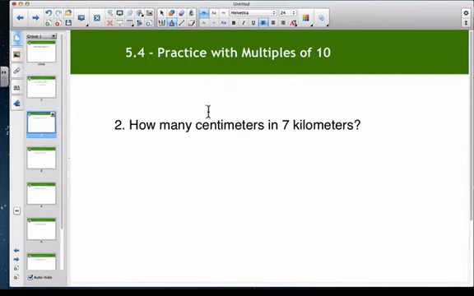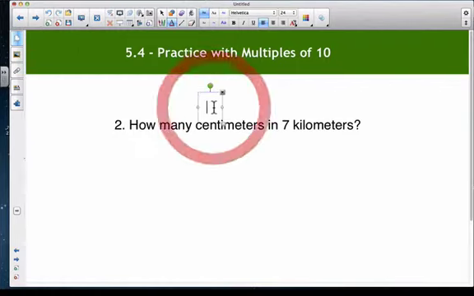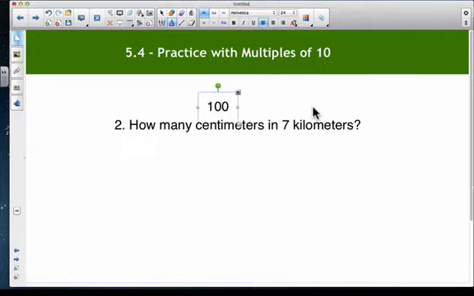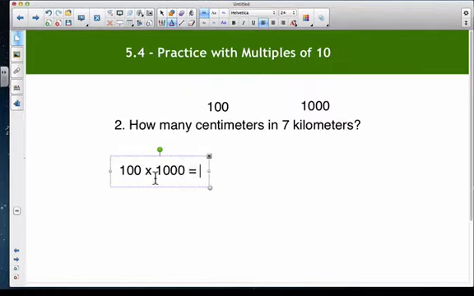Here's another problem. How many centimeters in 7 kilometers? Well, this problem is very similar. I'm going to ask myself how many centimeters are in 1 meter. We know that there are 100. And instead of asking myself how many centimeters are in 7 kilometers, because that answer might not be at the top of my head, I'm going to say how many are in 1,000. Now I'm going to take those same numbers, 100 times 1,000, and I know from the last problem that that equals 100,000. Not only that, but if you think about it, it really makes sense. If you have 100 groups of 1,000, you're going to have 100,000.